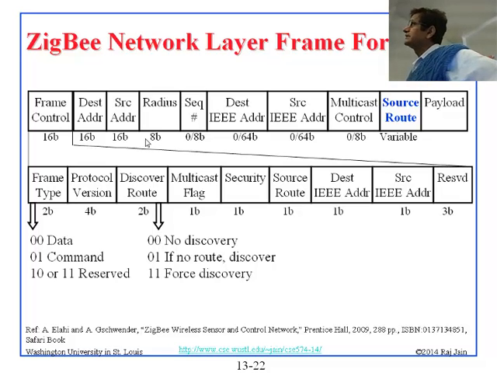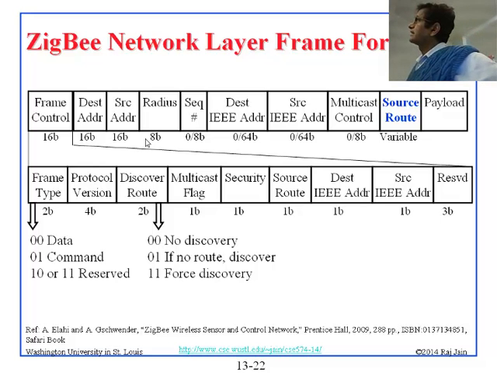Frame type, we already talked about. Protocol version, standard thing. Discover route, we talked about. Multicast flag simply says that this thing is there. Security will say that the security is there somewhere. Source route says that the source route is there, and that is actually probably right here, source route, variable length field.